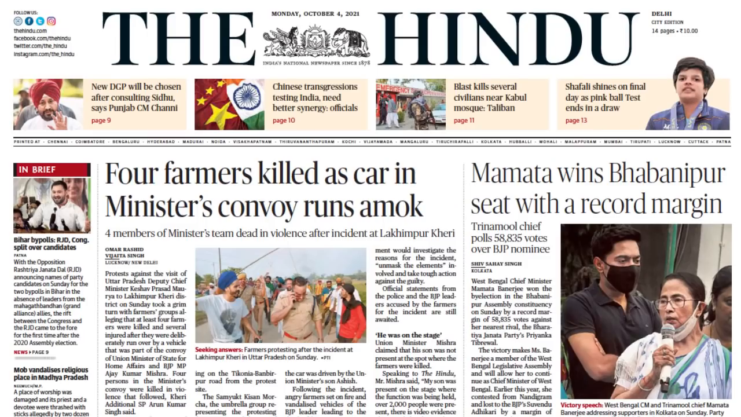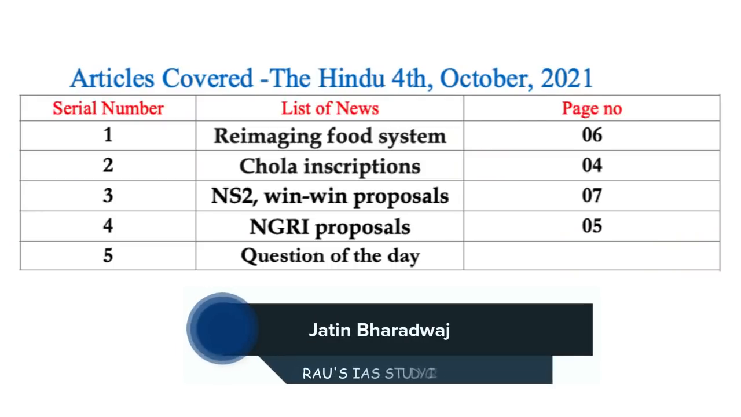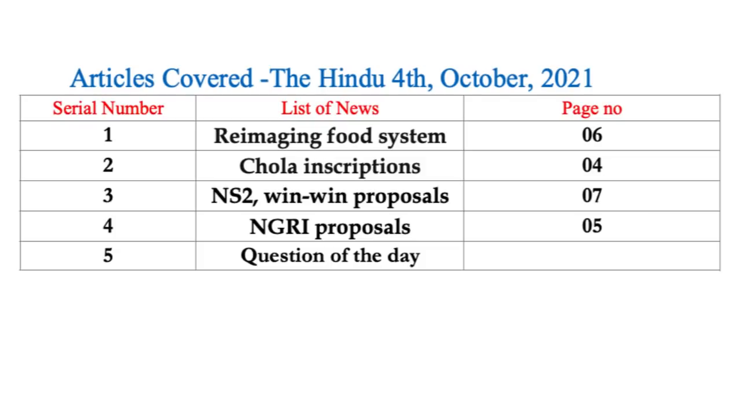Hello everyone and welcome to Daily News Simplified, your one-stop solution to detailed analysis on current affairs which are published in the Delhi edition of The Hindu newspaper. Articles dated 4th of October 2021 are listed on your screen, and the timestamping for these articles is already given in the description box. So let us begin with the first article itself.